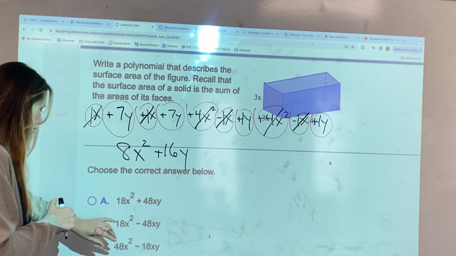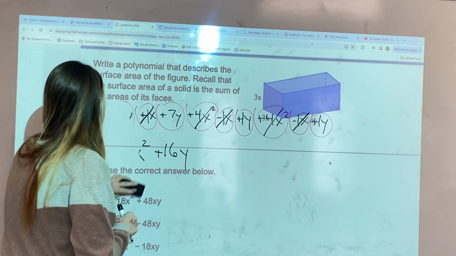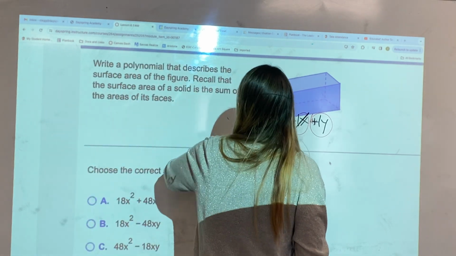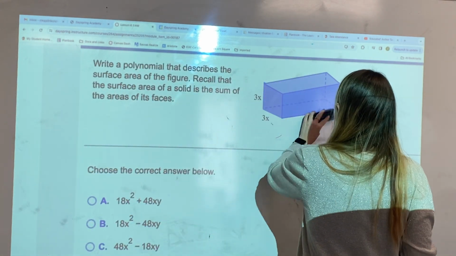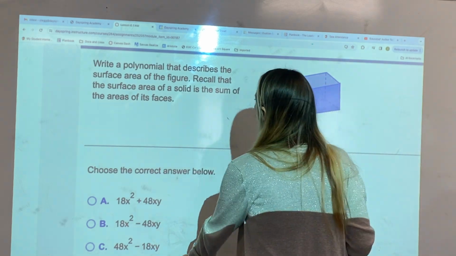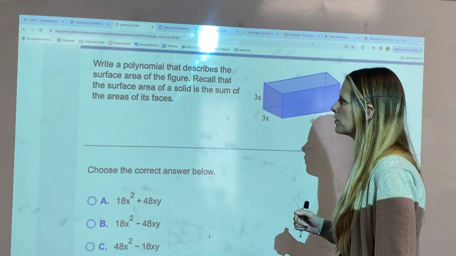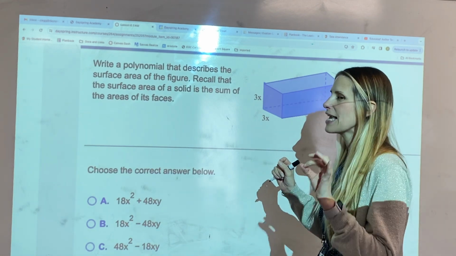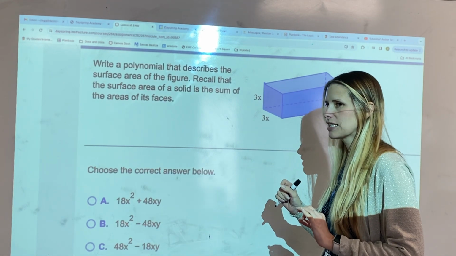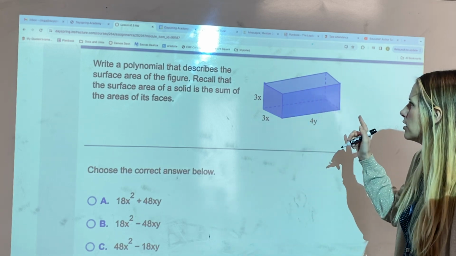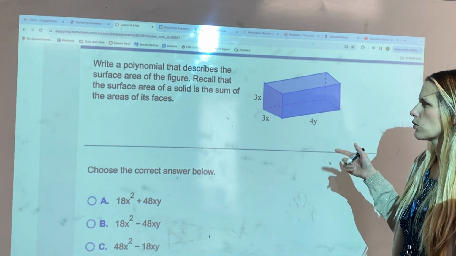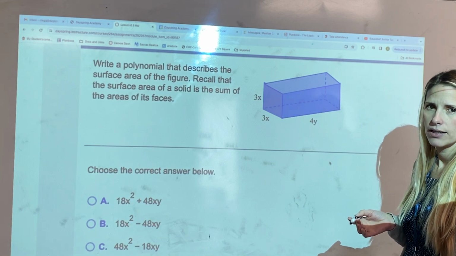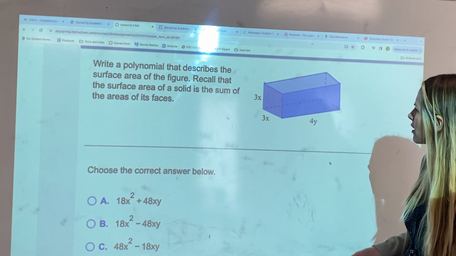Okay, so let's do this last one. It's gonna require a few steps. It says write a polynomial that describes the surface area of the figure. Recall that the surface area of a solid is the sum of the areas of its faces. How many faces does this rectangular prism have?